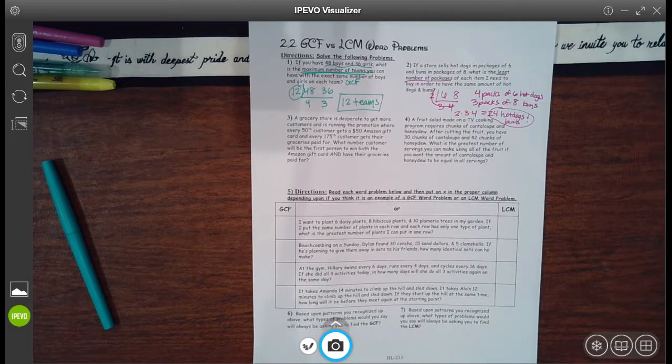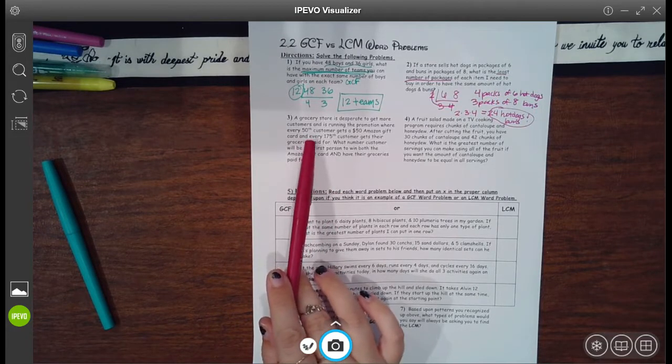Okay, number 3 says a grocery store is desperate to get more customers and so is running a promotion where every 50th customer gets a $50 Amazon gift card and every 175th customer gets their groceries paid for. What number customer will be the first person to win both the Amazon gift card and have the groceries paid for?